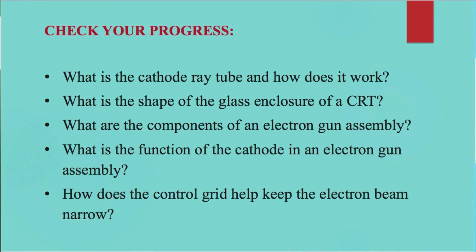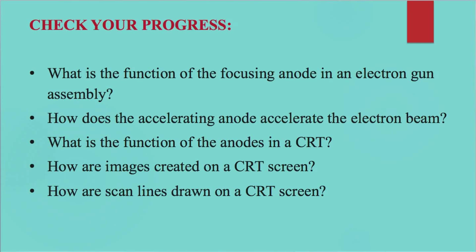What is the cathode ray tube and how does it work? Next, what is the shape of the glass enclosure of a CRT? What are the components of an electron gun assembly? Next, what is the function of the cathode in an electron gun assembly? Next, how does the control grid help to keep the electron beam narrow? Next, how does the accelerating anode accelerate the electron beam? Next, what is the function of the focusing anode in an electron gun assembly?